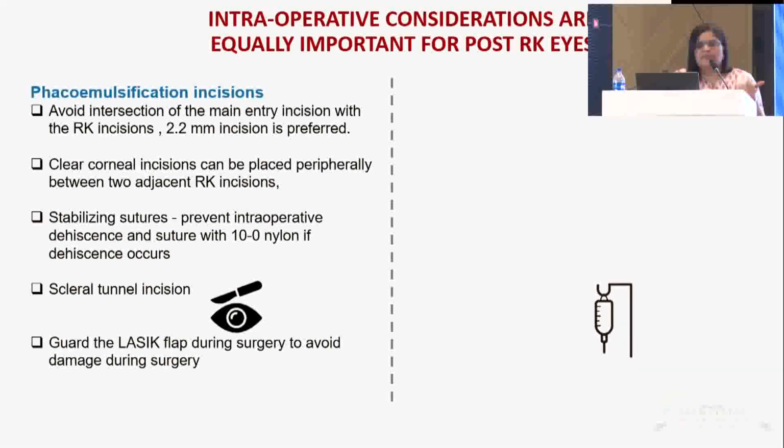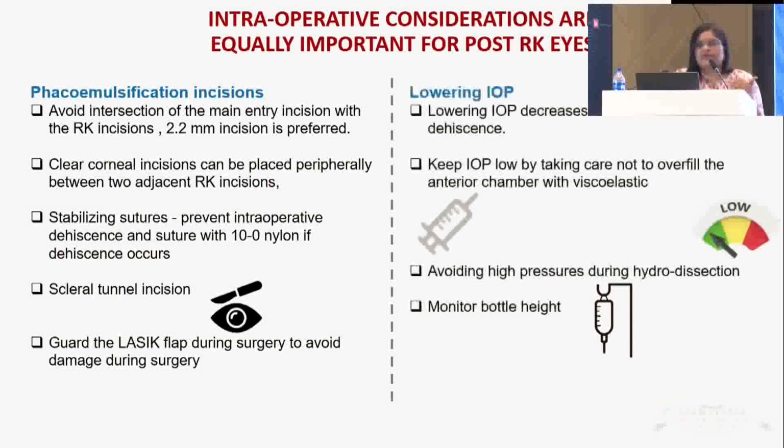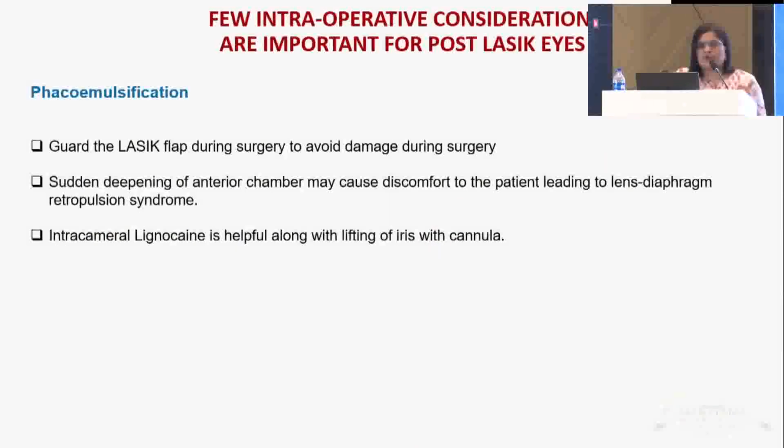Stabilizing sutures can be used. Scleral tunnel or scleral incisions can be done, and we have to remember to guard the LASIK flap during the surgery if there is a LASIK flap involved. And the lowering of IOP has to happen during the surgery. It should not be very high, or too low also. And avoid high pressures during hydrodissection, and we have to monitor bottle height.